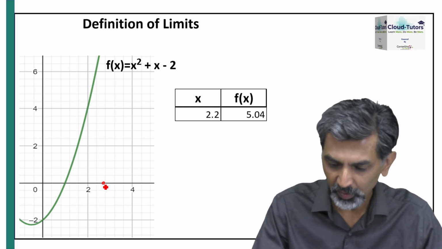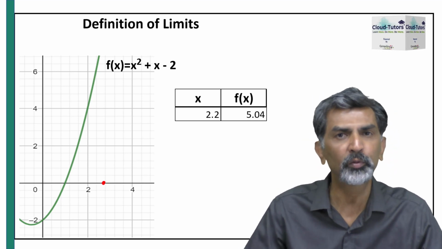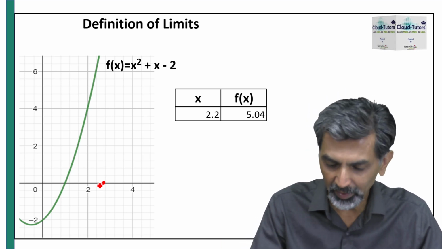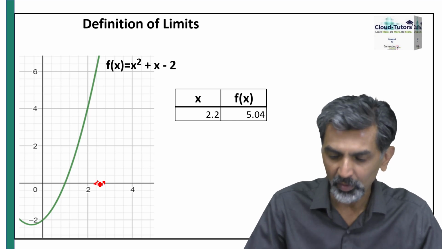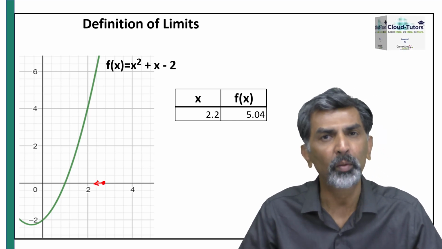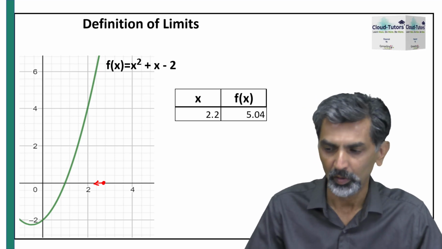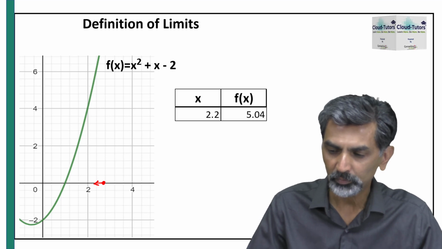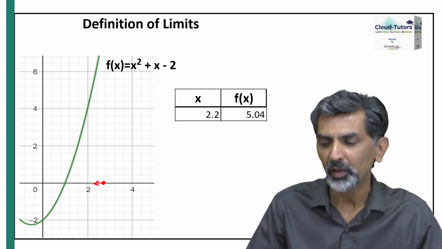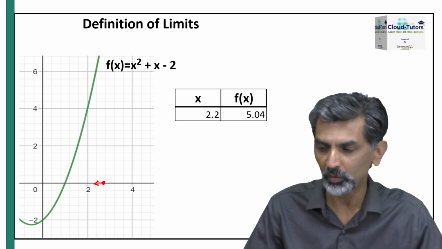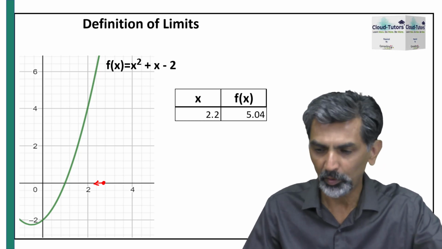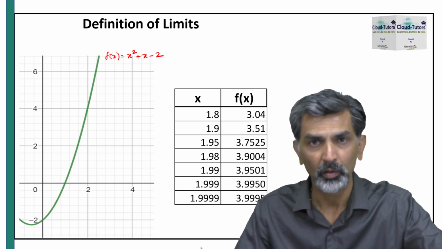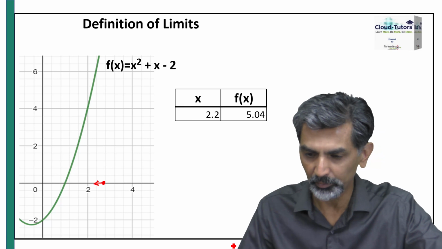Let us start from the right side of 2, which means we are starting with values of x which are greater than 2. And then we are going to decrease those values of x and approach x is equal to 2 from the right hand side. And what happens to f of x in that case? When x is equal to 2.2, f of x is equal to 5.04. By the way, this function was x squared plus x minus 2. I did not write the complete function at that time.